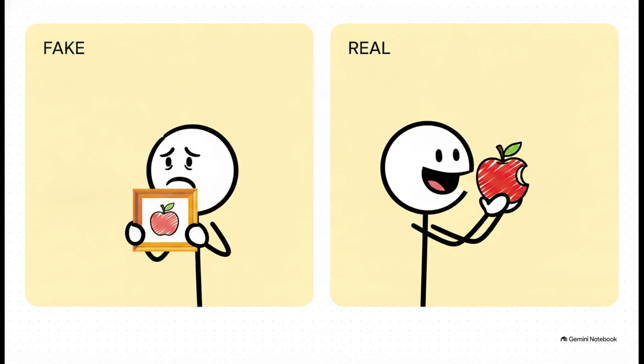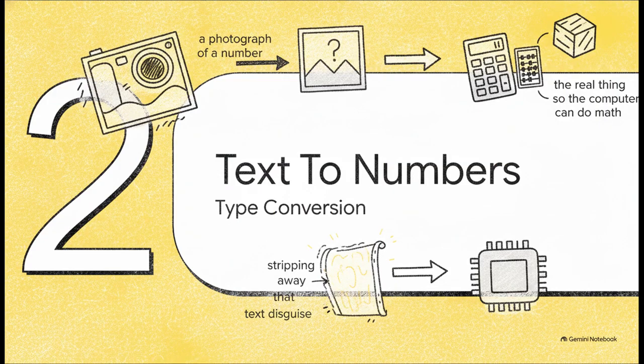It's kind of like a photograph of the number 12. Think about it. You can look at a photograph of an apple all day, but you can't eat it. In that exact same way, you can look at the string 12, but you cannot do mathematical addition or multiplication with it. No way. If you try, Python just gets totally confused and crashes.